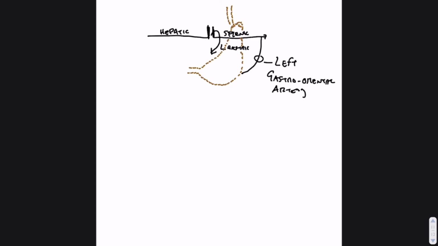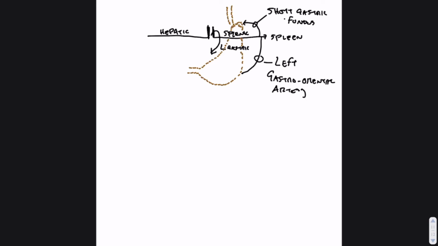The splenic artery also sends off a branch going to the fundus of the stomach. This is what we call the short gastric. And that goes to that fundus. All right, so there's our splenic artery. Sends off the short gastric and the left gastro-omental, as well as supplying the spleen. Okay, covered the left side. Now we're going to look in the middle.